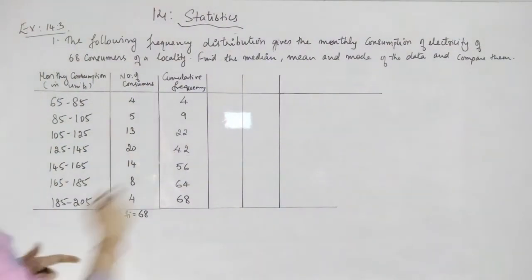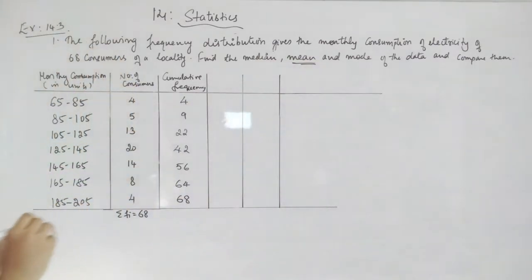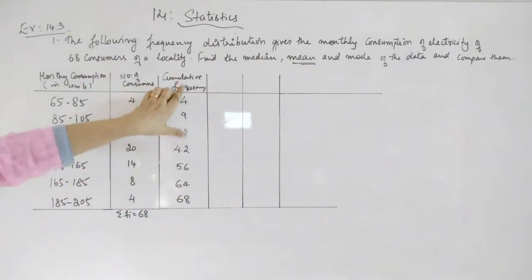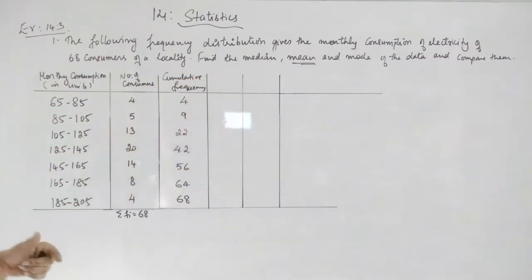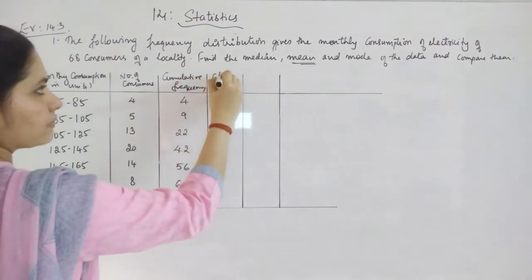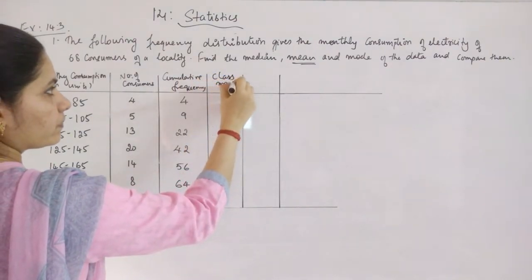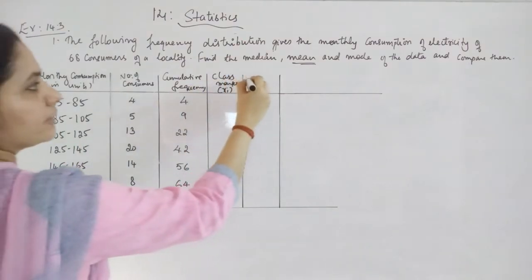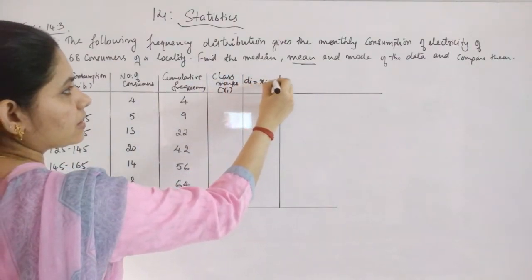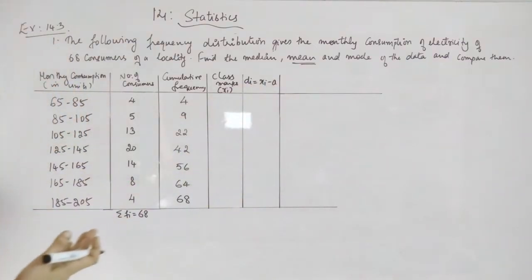Next we are going to find the mean. For the mean we don't need the cumulative frequency, which is meant for the median. We need another column, the class marks, xi, and the next column will be the deviation, di equals xi minus a. Why am I doing that? Because the values are very high, so the xi's will also be big. That's why we use deviation, that is, the assumed mean method, to find the mean.